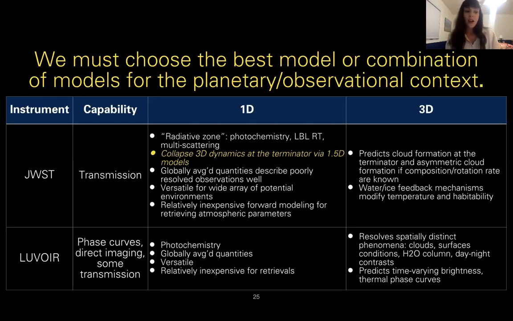So I'd really like to encourage you to watch my colleague Andrew Lincowski's talk about his multi-column 1.5D climate photochemistry model. So in conclusion, both 1D and 3D models have important roles to play in the exoplanet community as upcoming missions launch and we finally gain access to terrestrial exoplanet atmospheres.